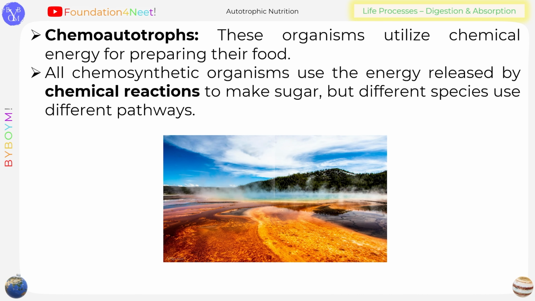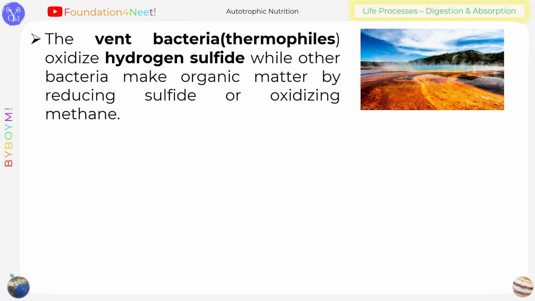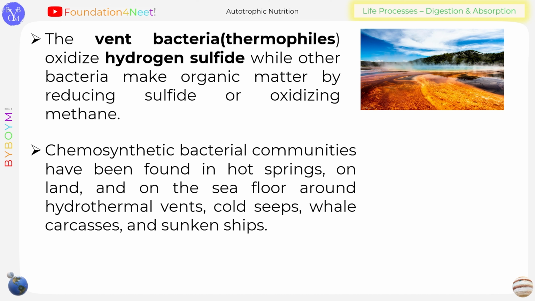Chemoautotrophs, these are those organisms which utilize chemical energy for preparing their food. All chemosynthetic organisms use the energy released by chemical reactions to produce their sugar, but different species use different pathways. The vent bacteria or thermophiles oxidize hydrogen sulfide, while other bacteria make organic matter by reducing sulfide or oxidizing methane.